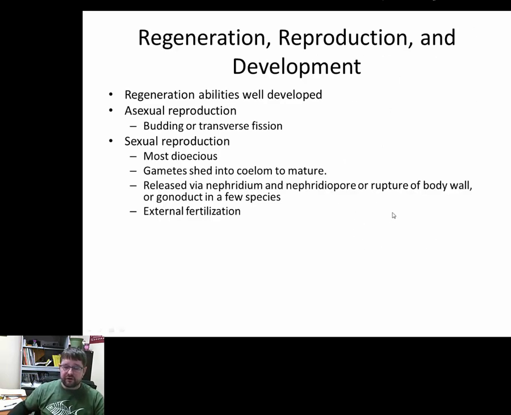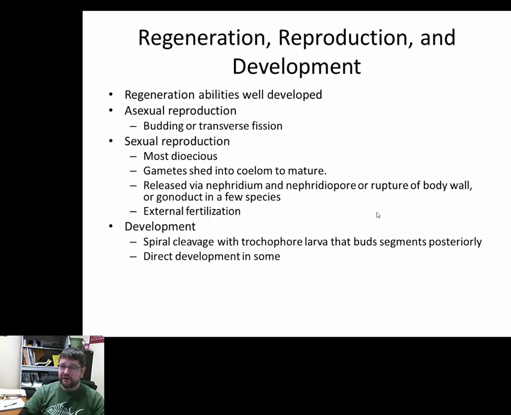When we look at this, there are other things that can go on. The nephridium can be involved, the nephridiophore can be involved. Some organisms have a gonoduct. This is what's going to release the gametes, the sperm or the egg, and then external fertilization occurs. They're aquatic worms, so external fertilization is going to occur.